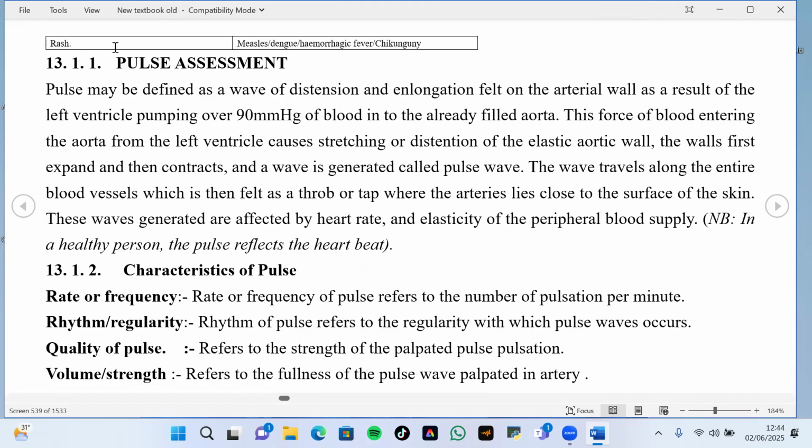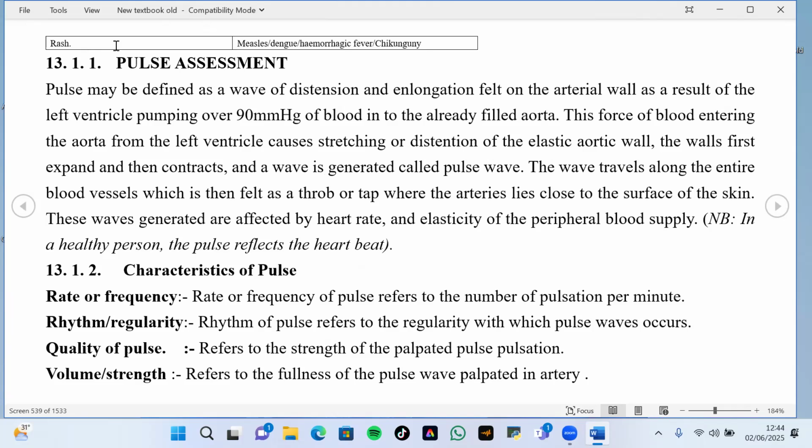Pulse may be defined as a wave of distension and elongation felt on the arterial wall as the blood leaves the left ventricle, over 90 millimeters of mercury of blood into the already filled aorta. So this force of blood entering the aorta from the left ventricle causes stretching, or what is known as distension, of the elastic aortic wall. The wall of that aorta first expands and then contracts. And as it does that, a wave is generated, and that wave is called the pulse wave.